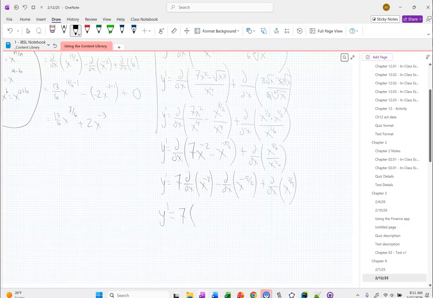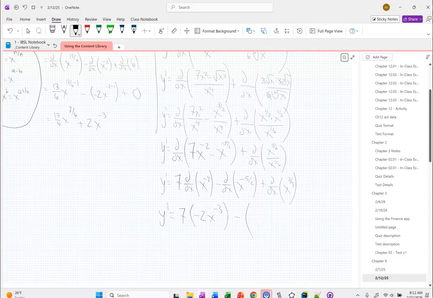What's the derivative of x to the negative 2? The new coefficient should be -2, and then we have x to the -3rd. We just subtract 1 from the exponent now. Okay, how about the next one?